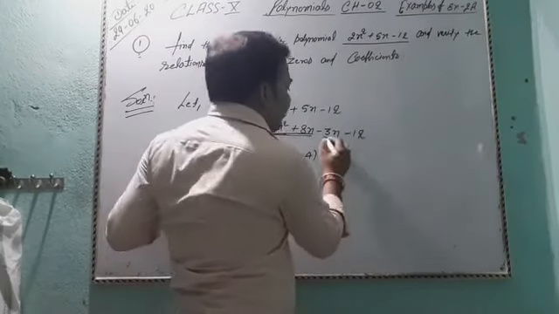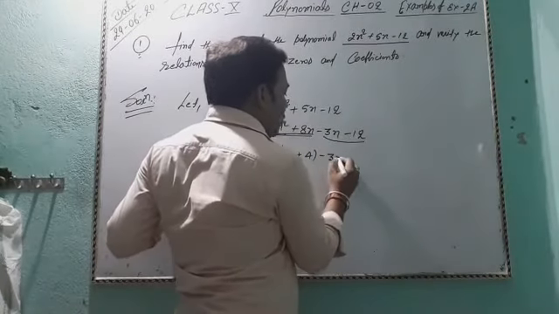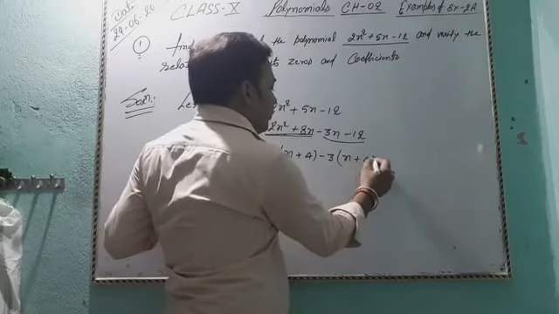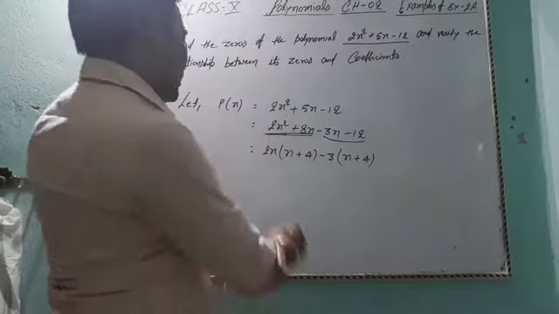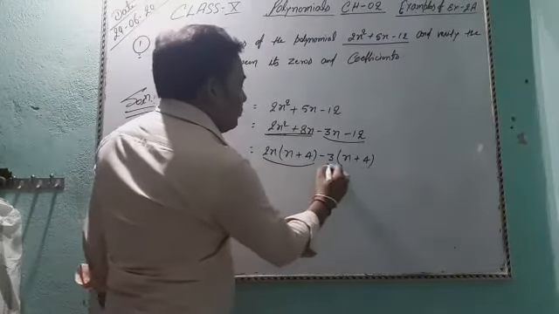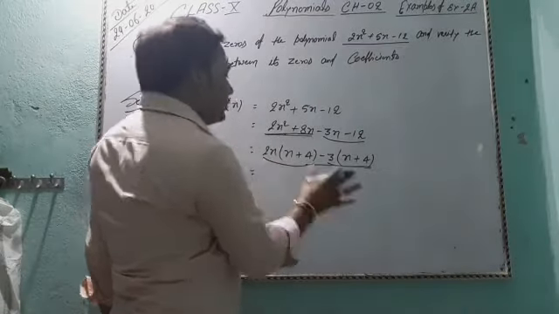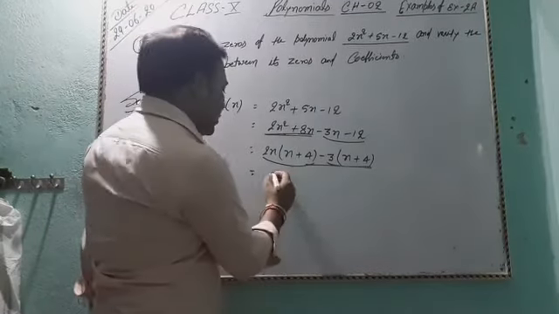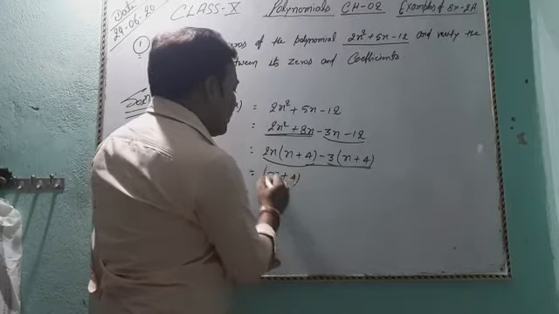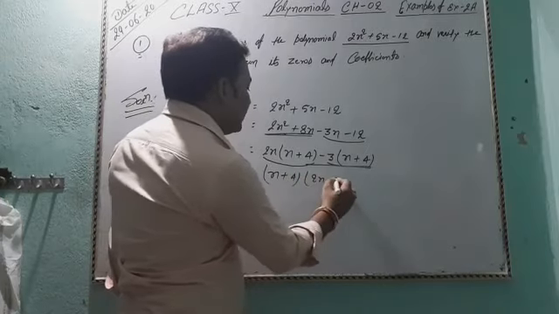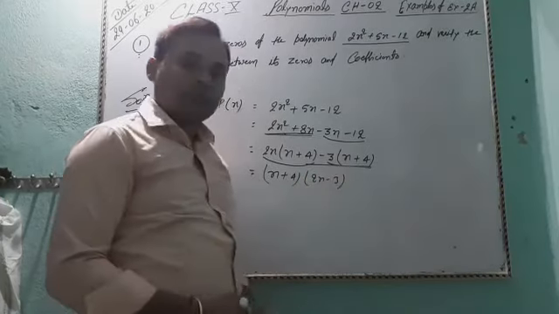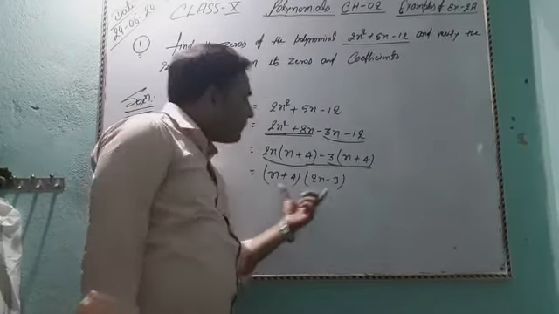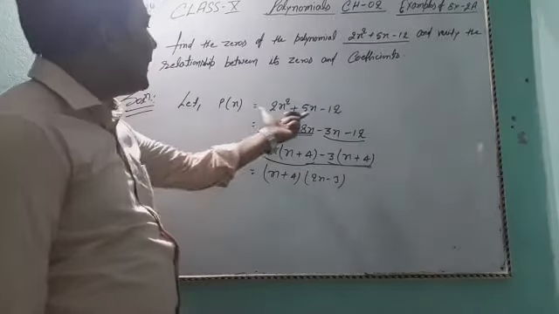And in the remaining two terms, minus 3 is common, and x plus 4; 4 times 3 is 12. Okay. So we have two terms and in both terms x plus 4 is present. So x plus 4 is common and the rest is 2x minus 3. Okay. So x plus 4 and 2x minus 3 are the factors of the polynomial p(x).